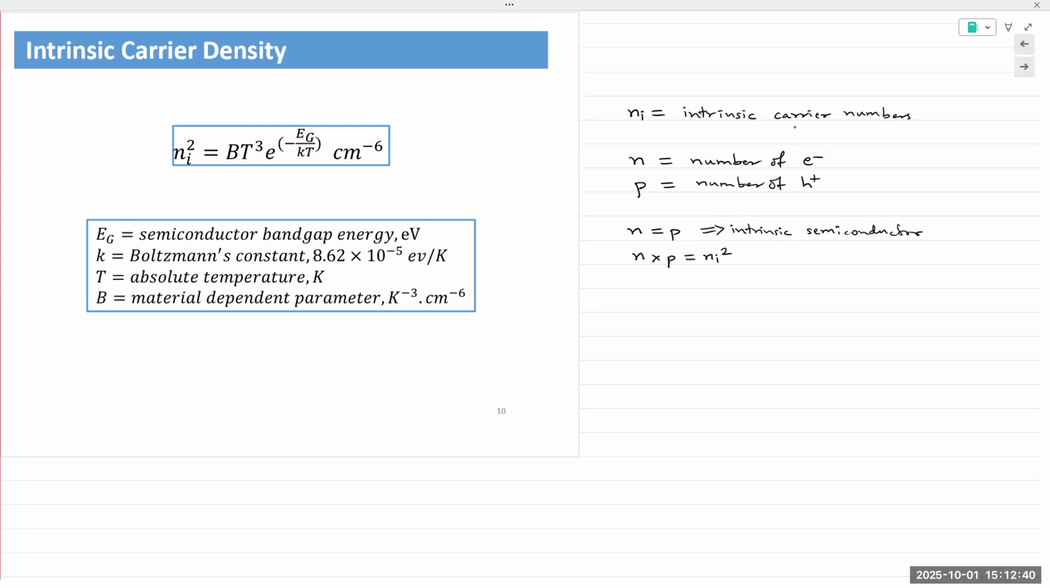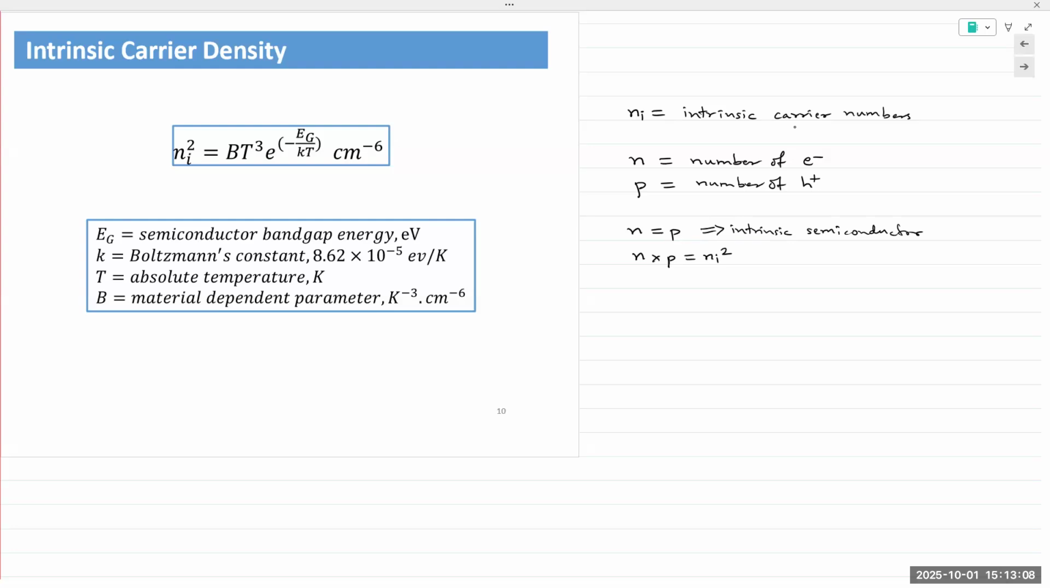For every free electron, there is a corresponding hole that is created. And so the number of electrons and holes are always equal in an intrinsic semiconductor. Intrinsic semiconductor is where you have electron-hole pair generation solely due to thermal effects. The product of N and P gives us Ni square.